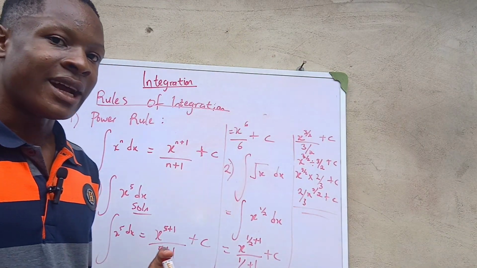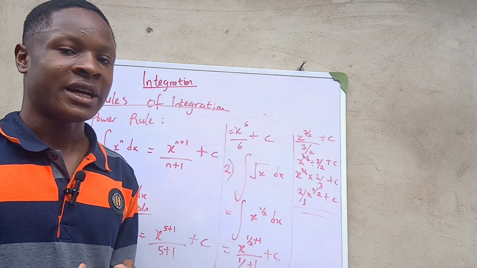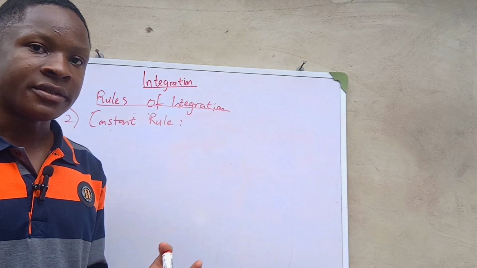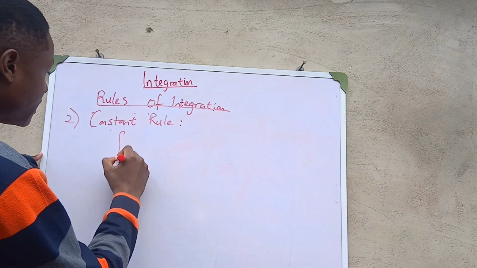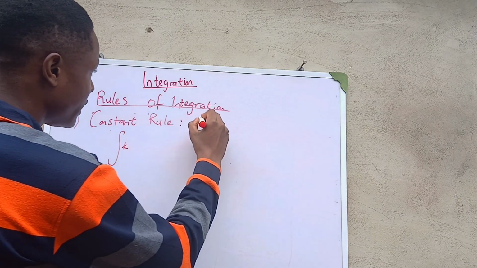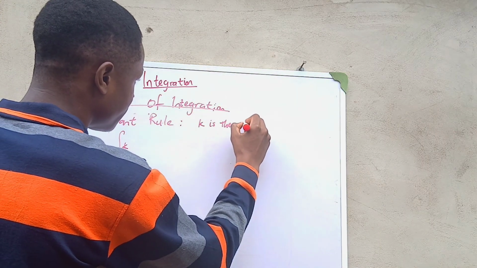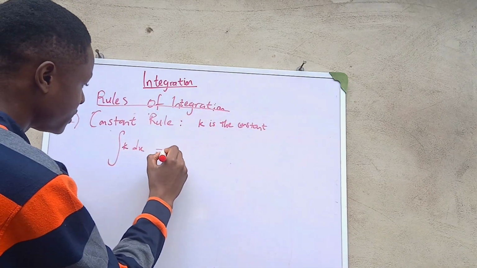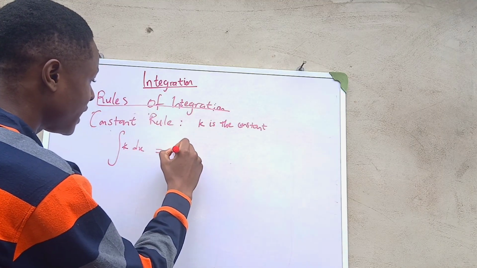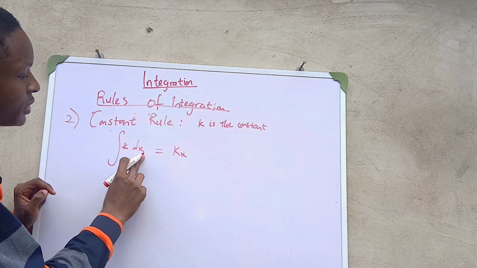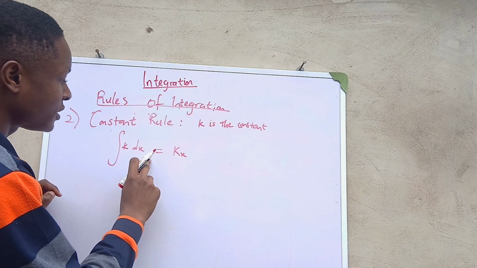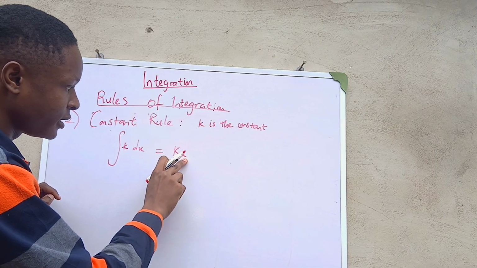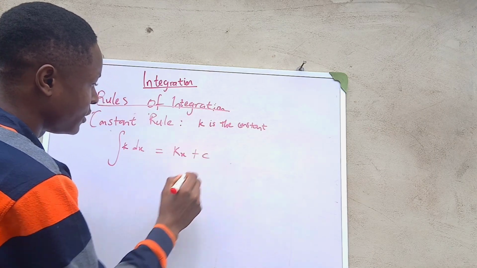So now the next tool that we have is the constant rule. Like we had in differentiation, also in integration we have the constant rule. The constant rule is used when we are integrating a constant. So if we have integral of a constant, say k is the constant, k dx. Integrating this, what we are just going to do is add x to it since we are integrating with respect to x. So to integrate the constant with respect to that variable, you just multiply the variable by the constant. So we have kx plus c.